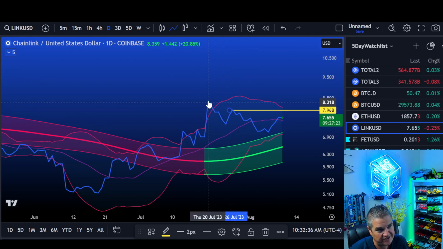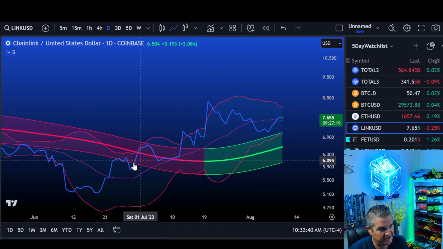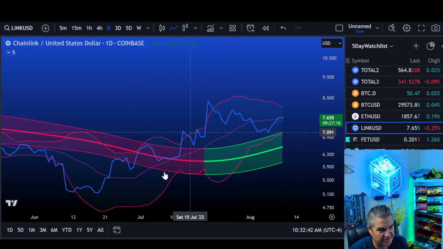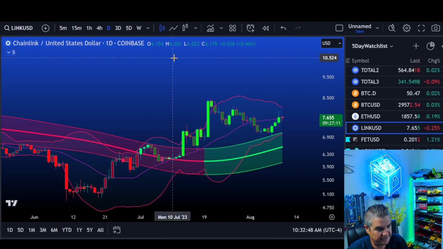It's easier to spot trends. Just put it on closing line price, and then it's easy to see higher highs, higher lows, and now lower highs, lower lows, right? You see that? So it's fundamentally easy to see.